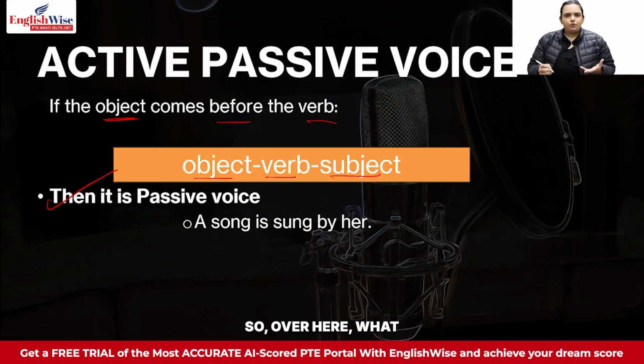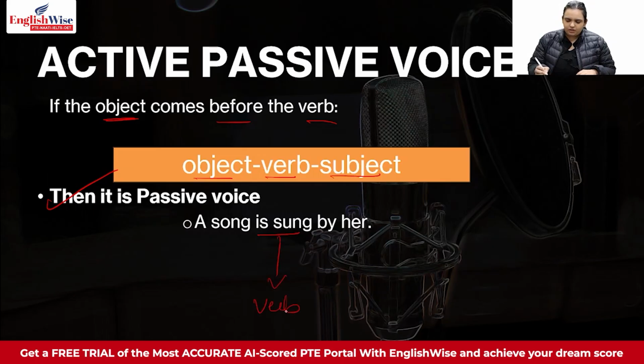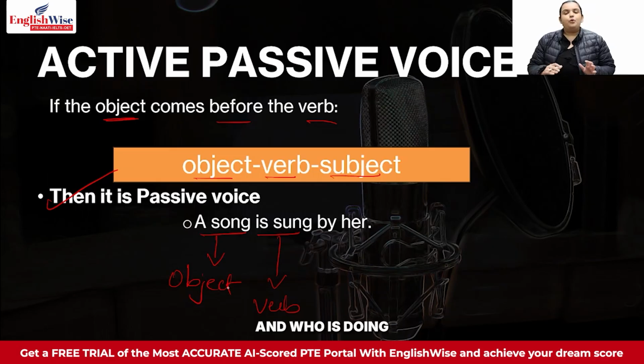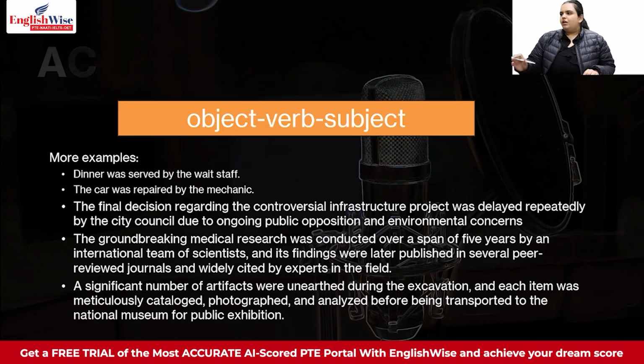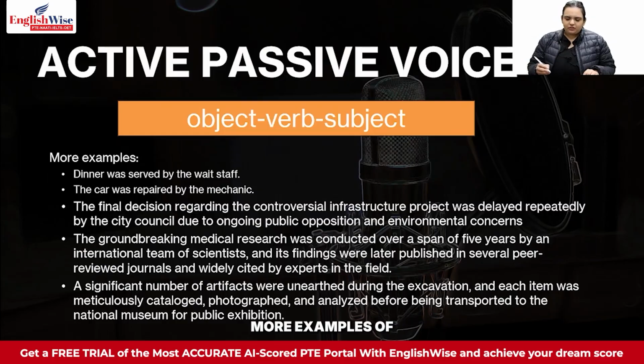So over here, who is doing, what action is going on? Is sung, so that is my verb. What thing is the action done on? It is done on the object, the song. So the song is my object. And who is doing this action? Her. She is doing this action. So she is my subject. Okay. So you see, this sentence was in the form of object, verb, subject, and that is why this is my passive voice sentence. Let's look at some more examples of passive voice.